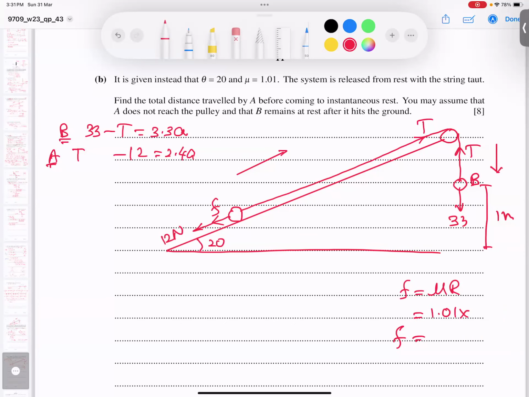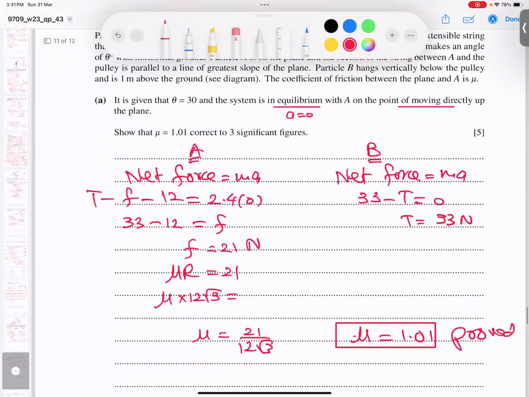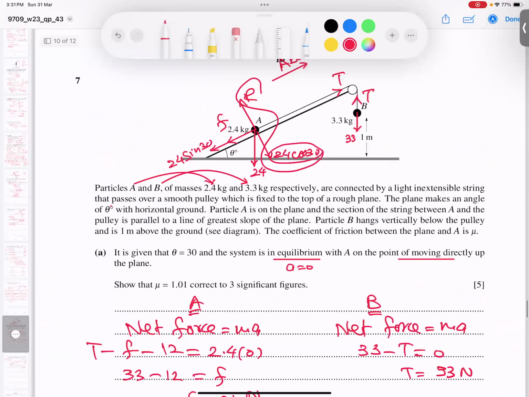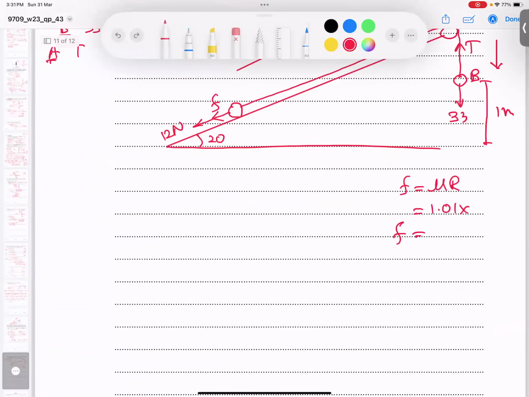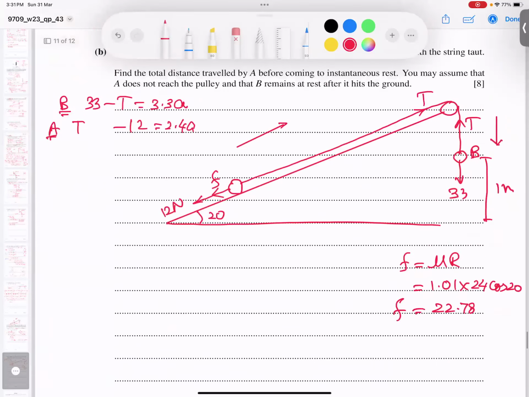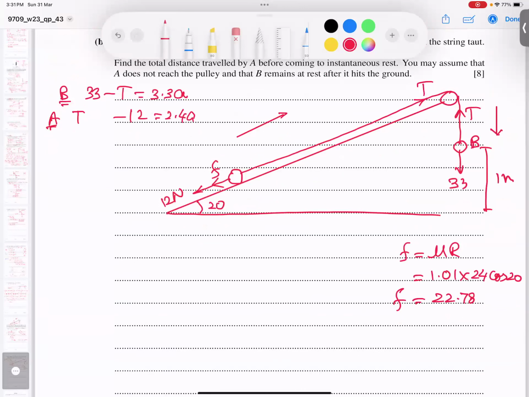So what is mu R now? This R was before 24 cos 30, and now it becomes 24 cos 20. So let me check now: 1.01 into 24 times 2 cos 20. And I'm getting here 22.778 newtons. And now it is correct, and the rest has no effect.